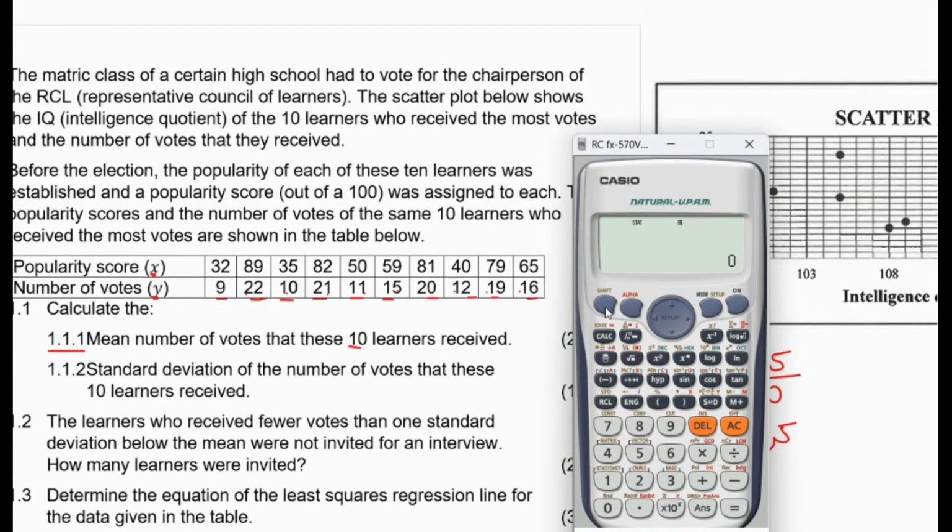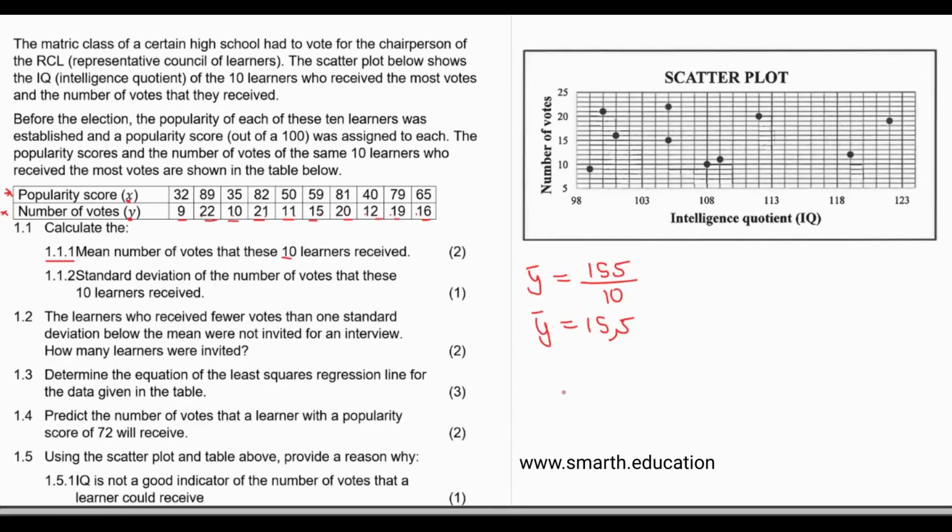Then after that, press Shift, then 1. And then you press VAR, and then you look for the mean, which is number 2 there. Then equals. So this is giving you your mean. Right, that's another way of calculating the mean.